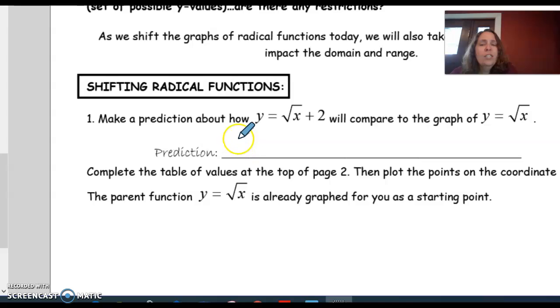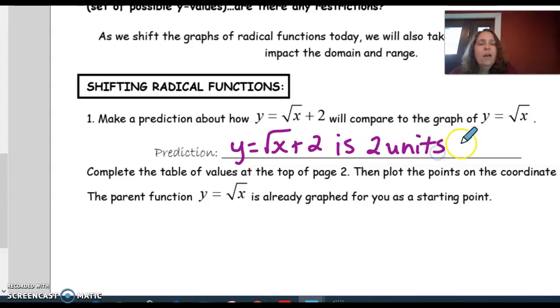So we're going to say that the prediction is that y equals the square root of x plus 2 is 2 units above y equals the square root of x. All right, well, it says above here that as we shift the graphs of radical functions today, we also take note of how these shifts impact the domain and range. Do you think that by moving things up 2 units, that's going to impact which kind of x's and y's we're going to have? Would it be the x's? Would it be the y's? Would it be both? Let's take a look at Desmos and see what we see.